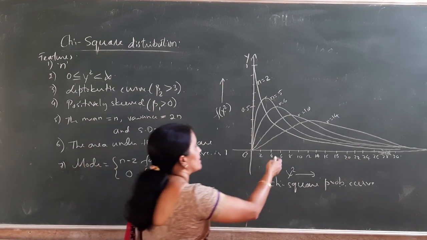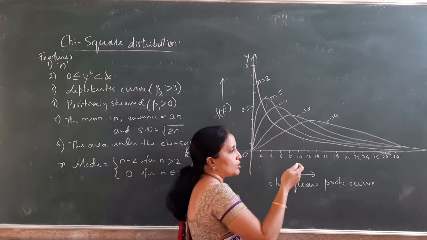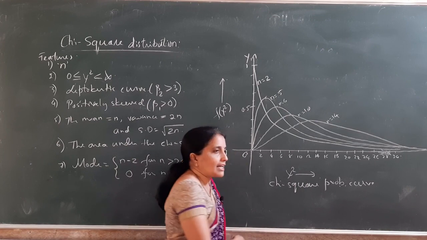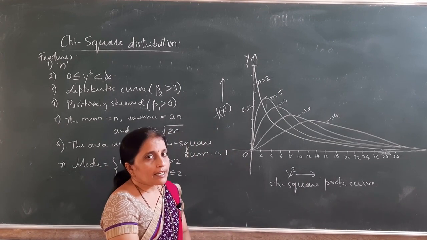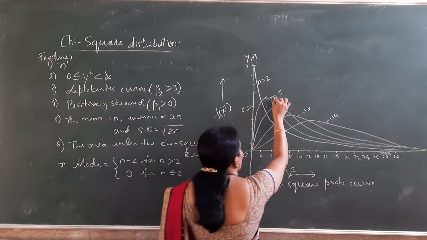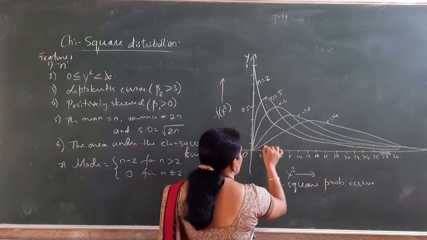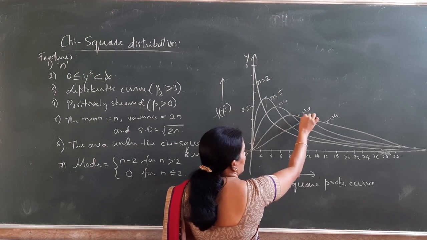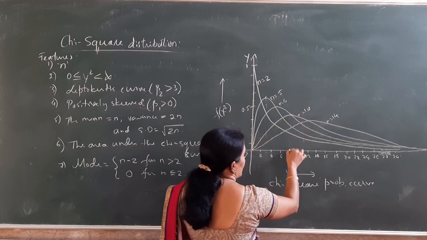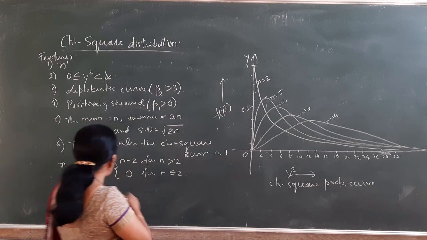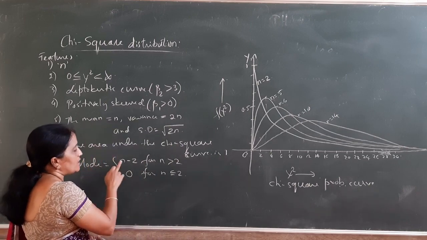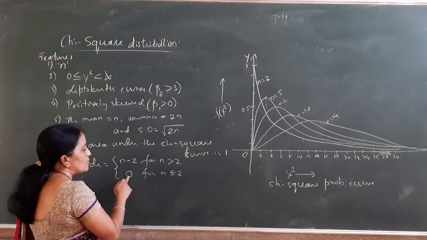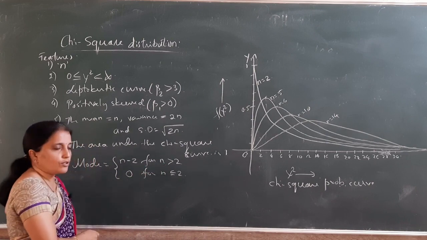If n is greater than 2, that means if n is equal to 3, 4, 5, maybe 20, 25, 30, then always mode is calculated by the formula n minus 2. So when n is equal to 5, the mode is 3. When n is equal to 10, n minus 2 is 8, the mode is 8. So on. In a chi-square distribution, mode is given by n minus 2 for n greater than 2 and 0 for n less than or equal to 2.